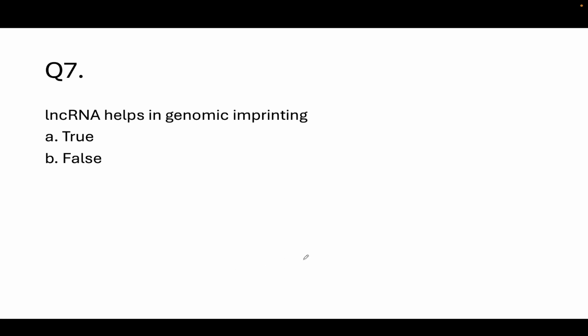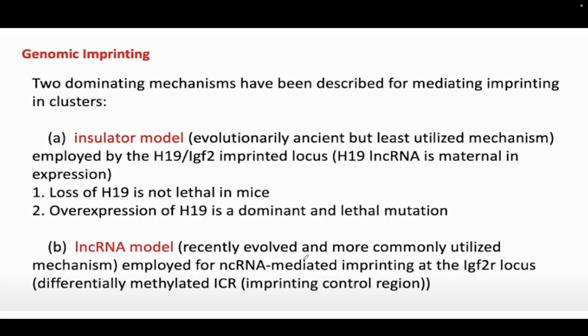Okay, let's discuss it. First thing, genomic imprinting, we have discussed it enough. That is the silencing of a paternal or maternal copy of the gene. That is, it may be a single allele from a particular gene. And two dominating mechanisms have been described for mediating imprinting in clusters. One is your insulator model. Another one is the LNC RNA model.